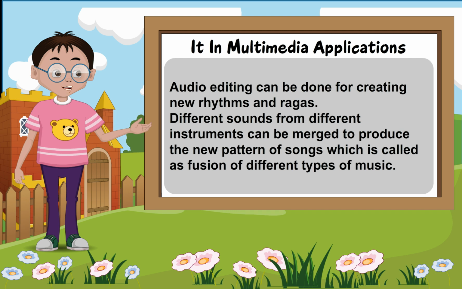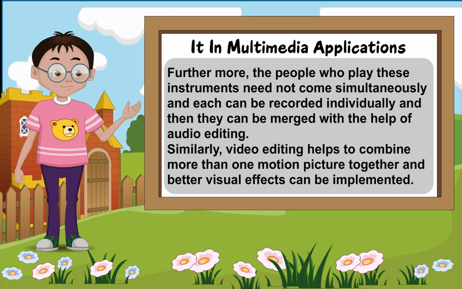Audio editing can be done for creating new rhythms and ragas. Different sounds from different instruments can be merged to produce a new pattern of songs, which is called fusion of different types of music. Furthermore, the people who play these instruments need not come simultaneously. Each can be recorded individually and then they can be merged with the help of audio editing.